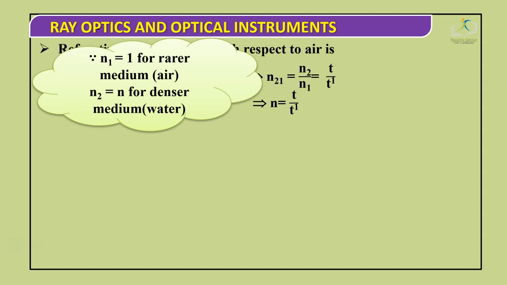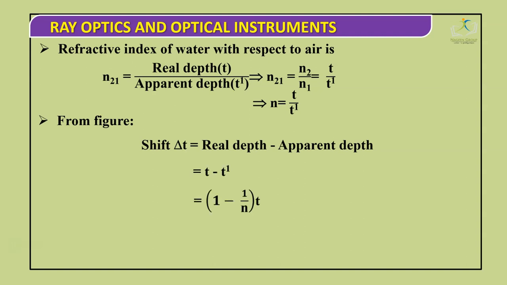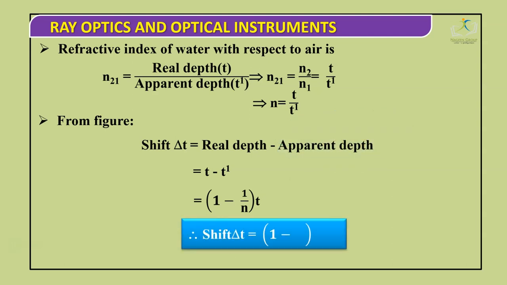N1 is the refractive index of the rarer medium and n2 is the refractive index of the denser medium. From the figure, the shift delta t is the real depth minus the apparent depth. So t minus t dash: you just put in these values and get the value of the shift. So the shift delta t is equal to (1 minus 1 by n) times t.